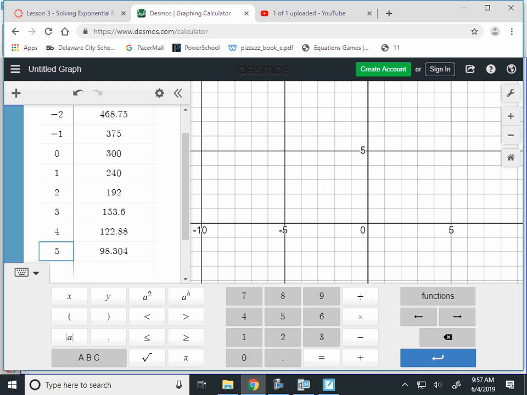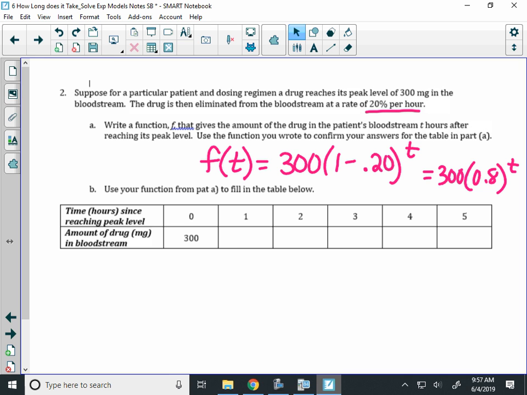Okay, so go ahead and hit pause. Work on typing this table onto your paper.